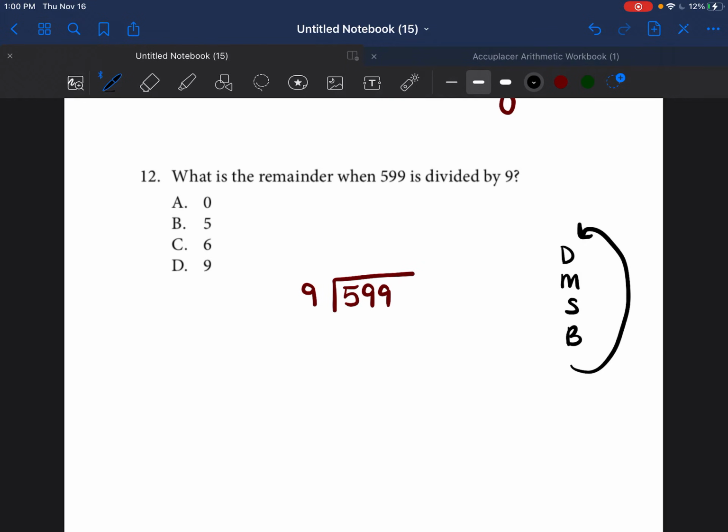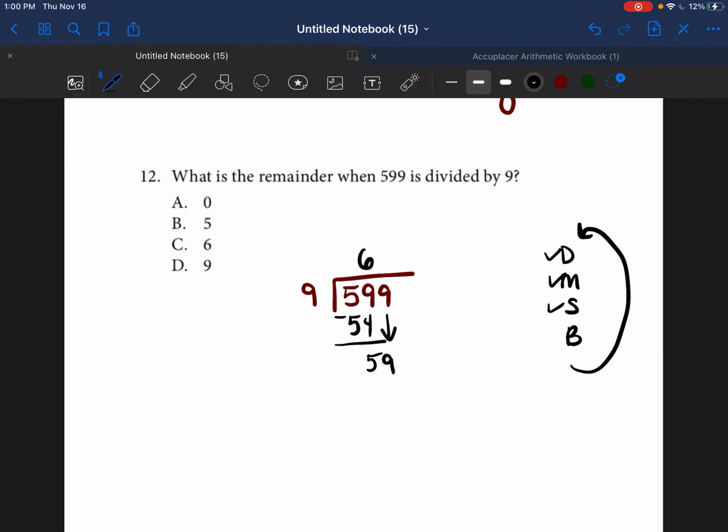It doesn't go, 9 times 6 is 54. So we're going to do 6. And then we're going to put 54 here. So we divided. Then we multiply 6 times 9, which is 54. Then we subtract. 59 minus 54 is 5. And then we bring down the 9. And we're going to do that again.